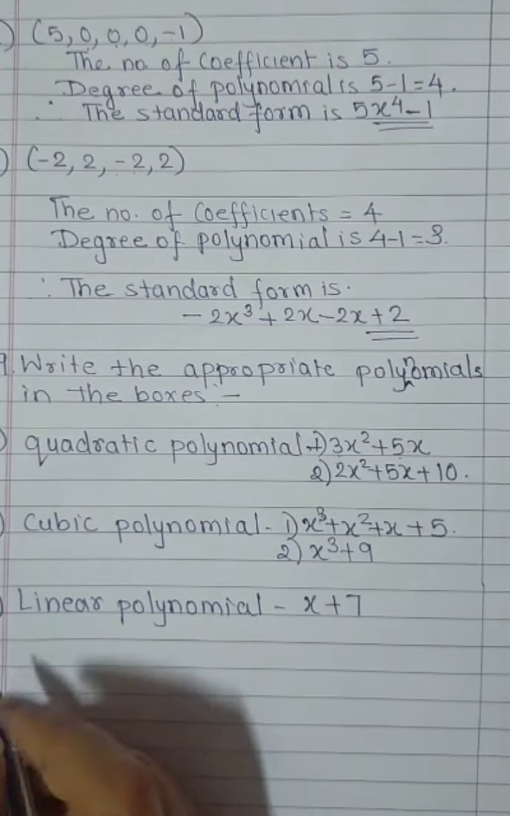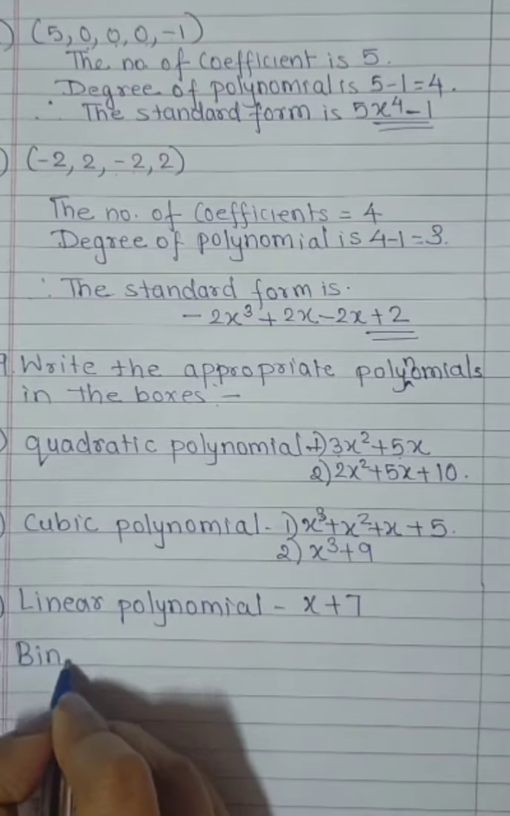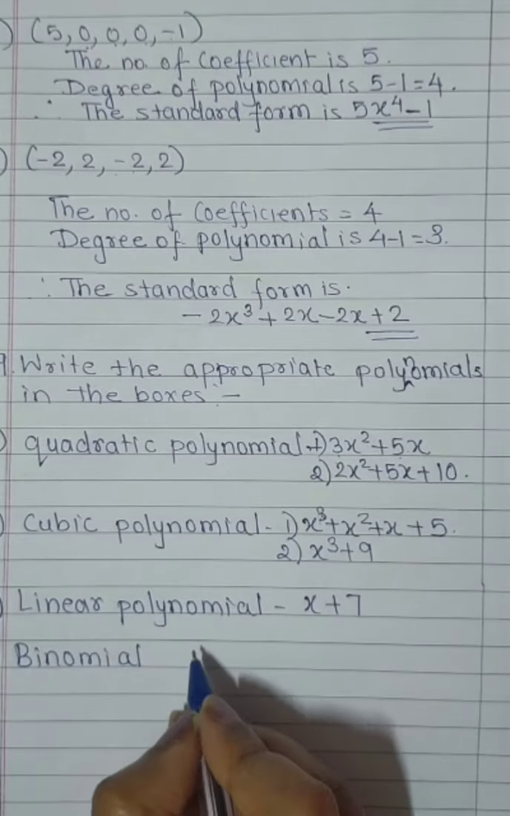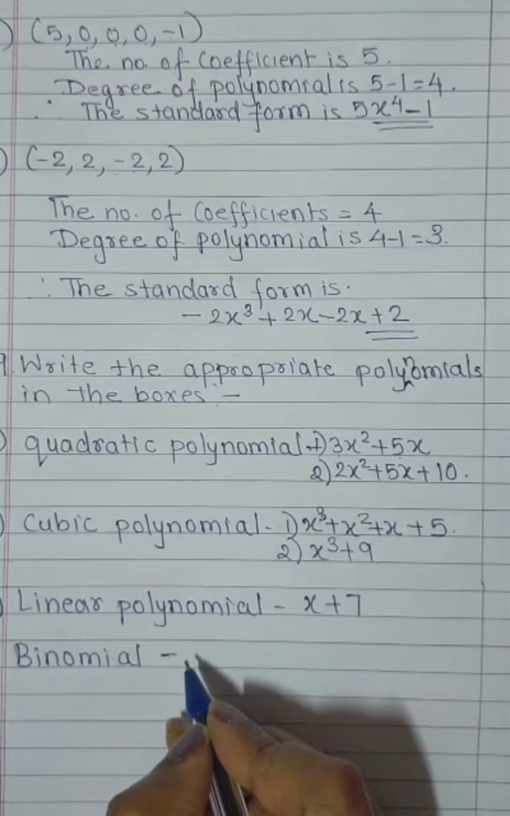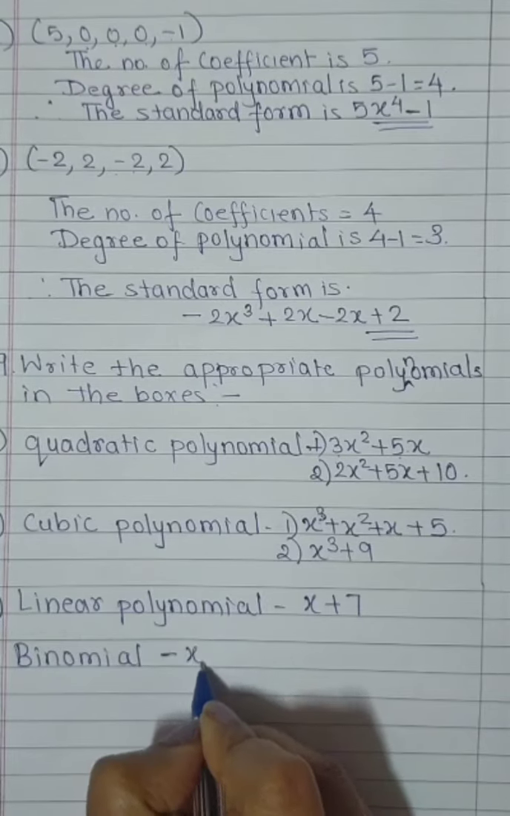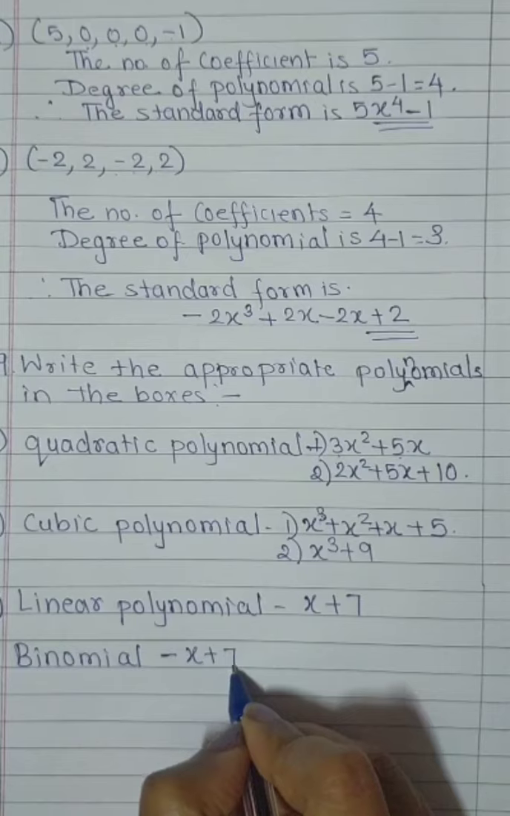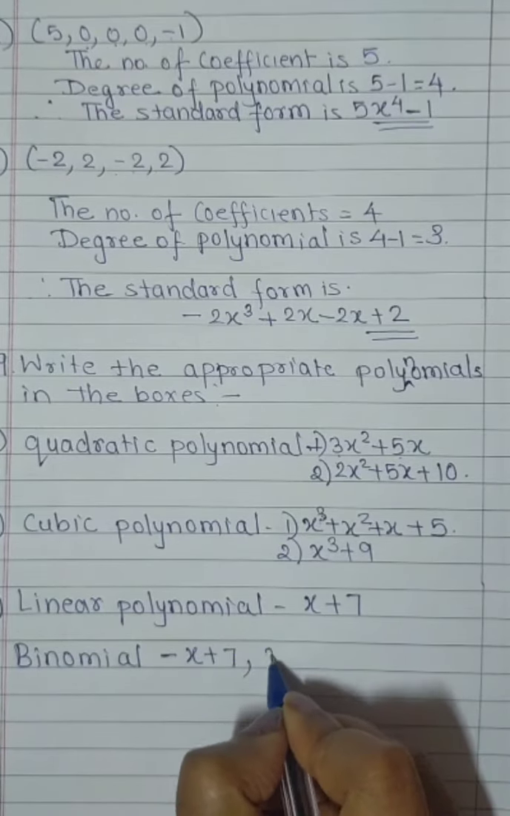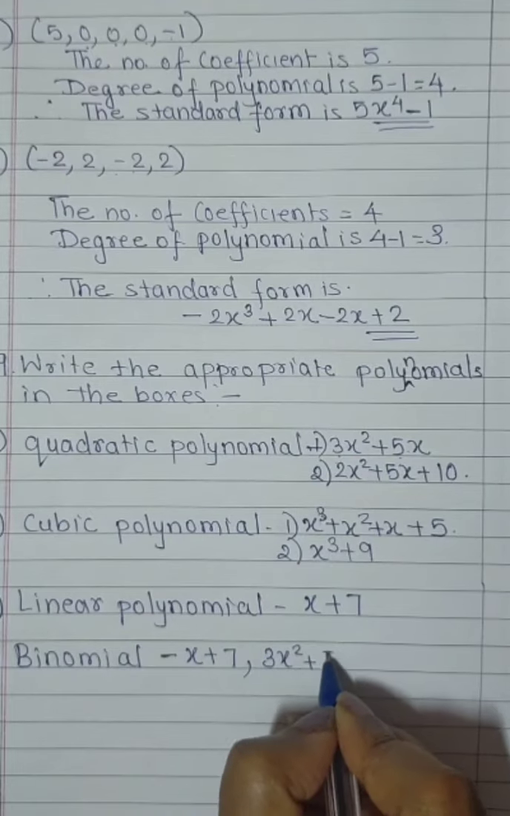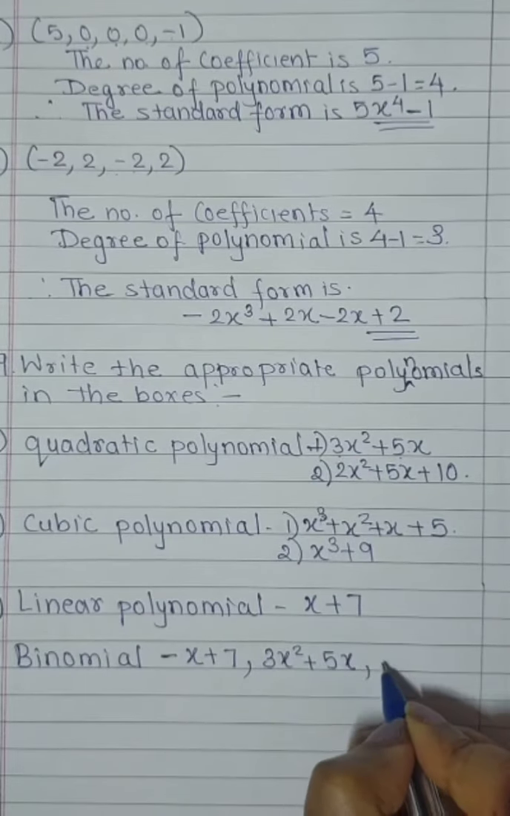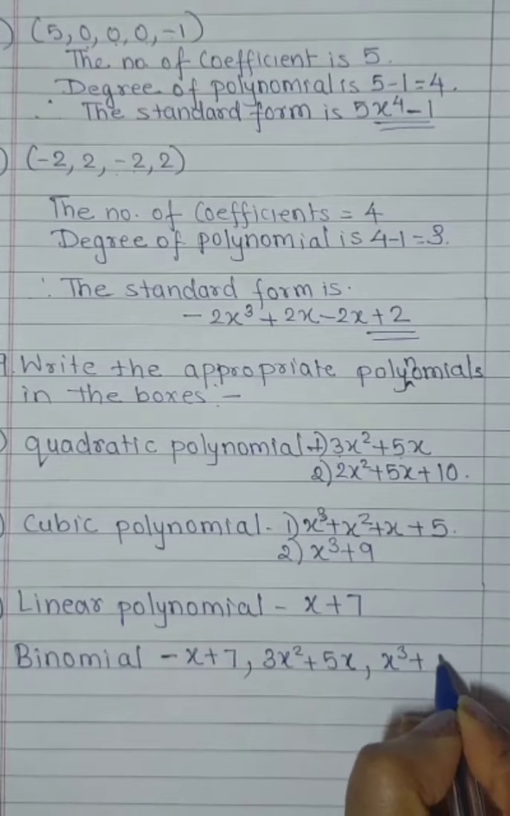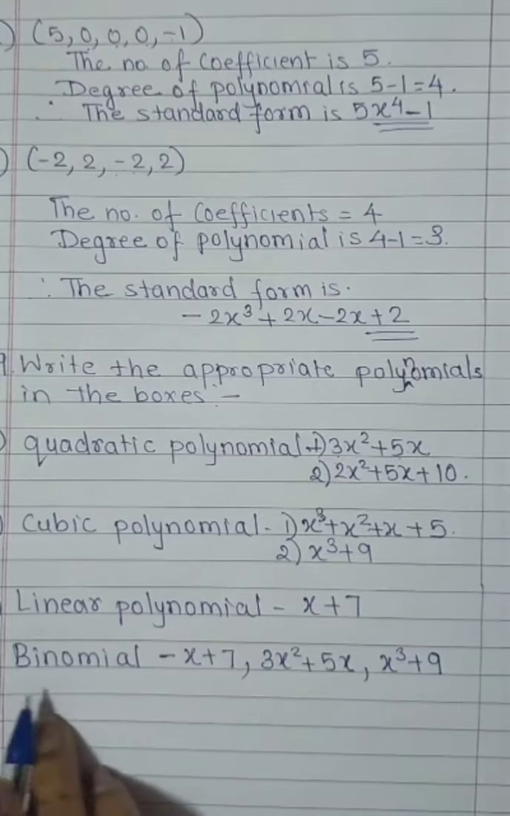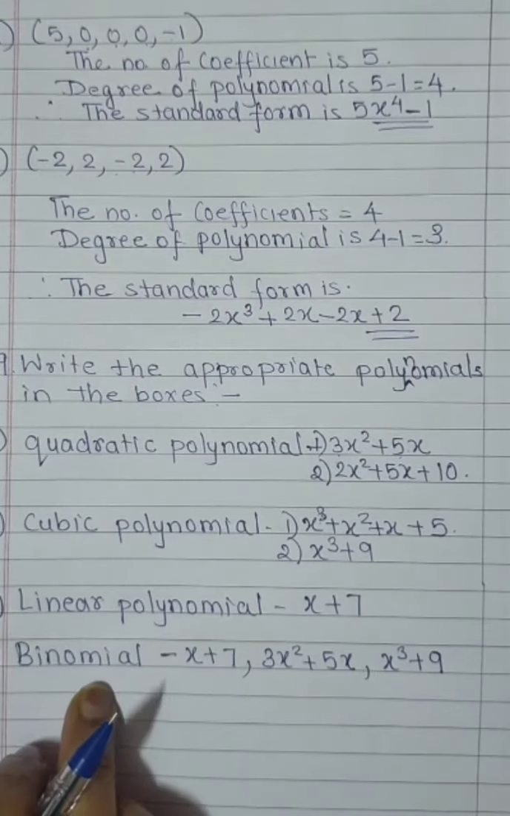The fourth one, binomial. Here binomial means there are 2 terms. For example, x + 7. Next one is 3x² + 5x. And the third one is x³ + 9. Okay, these come under binomial.